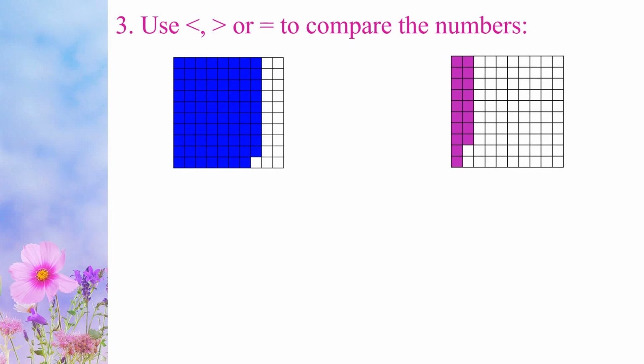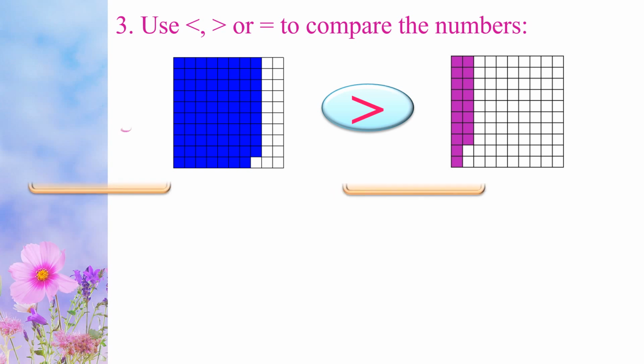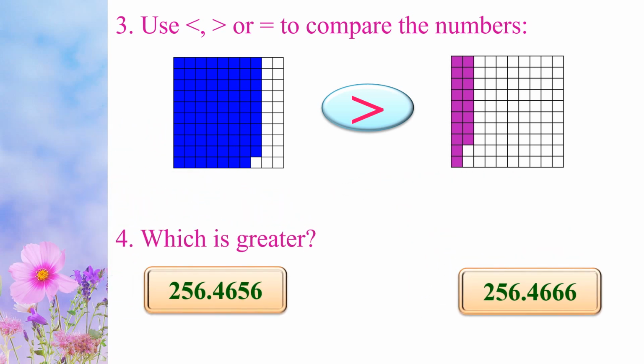Third one, use less than, greater than or equal to compare the numbers. See children, here the first decimal is 0.79. Next one, 0.18. Now which is the greatest one? Yes, very good, 0.79. Next one, which is greater? 256.4656. Next one, 256.4666. Which is the greatest one? Very good, 256.4666.